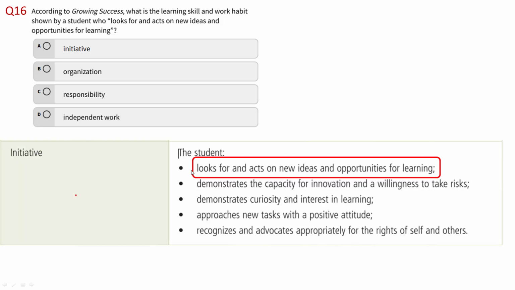I guess my answer is circled already. According to Growing Success, which is the learning skill and work habit shown by a student who looks for and acts on new ideas and opportunities for learning? And this is initiative. Looks for and acts on. That's word for word the top bullet. So that would be initiative. They're taking initiative.